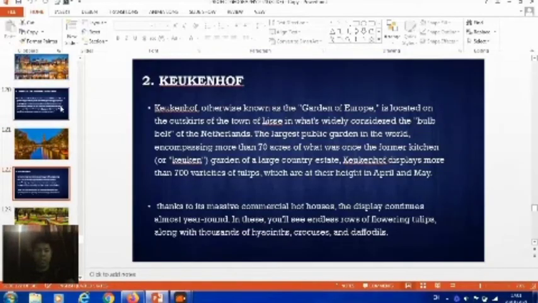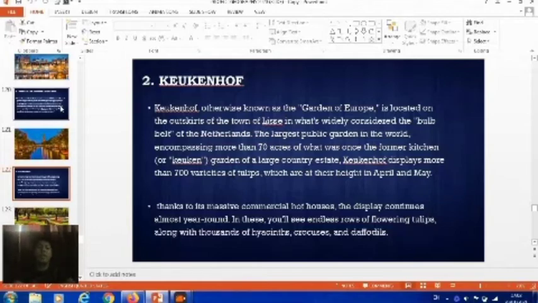Dan seterusnya adalah Keukenhof. Keukenhof is the location of what we really consider the bulb belt of the Netherlands. It is the largest public garden in the world, comprising more than 70 acres of what was the former kitchen garden, the largest country estate. Keukenhof displays more than 70 variations of tulips from April and May.